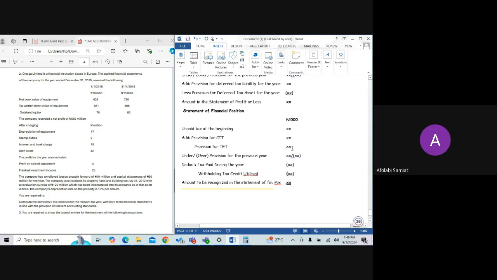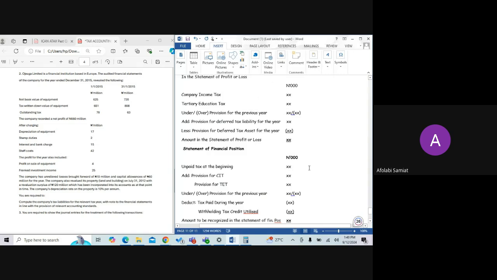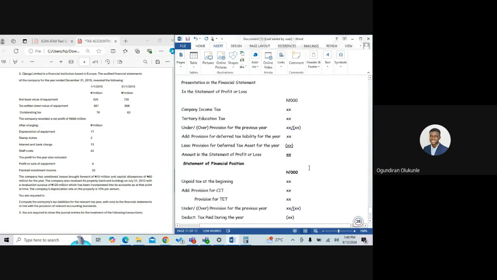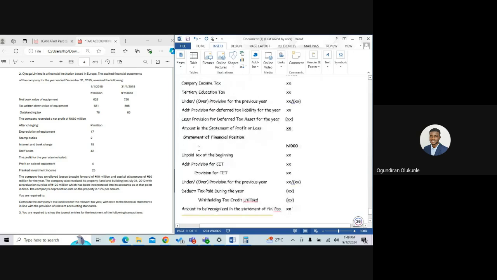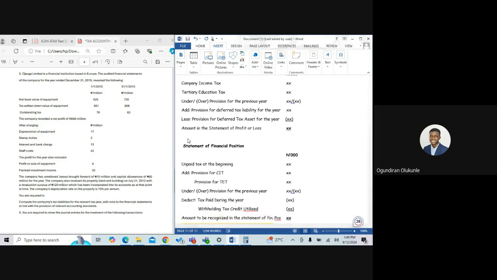Okay. So the formats that we are seeing now: the first one is for us to get the tax amount in the statement of profit or loss. The second one is to show you the tax amount in the statement of financial position, what you used to see under current liability, the tax amount under current liability. That's for the statement of financial position.